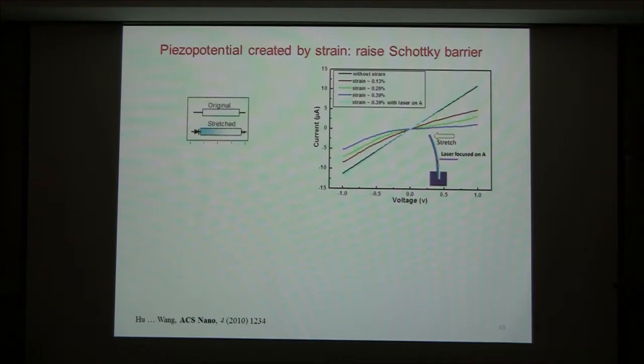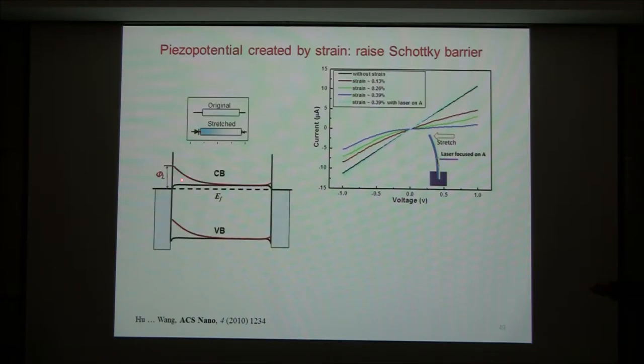The reason is that originally there's probably no Schottky barrier. When you apply the strain, you create a polar charge at the interface. We can create a barrier. This created barrier induces this transport behavior. So the presence of the polar charge from the piezoelectric effect can create a barrier if there's no barrier. If you originally have a barrier, it's going to increase or decrease the barrier height. So this was the first case.